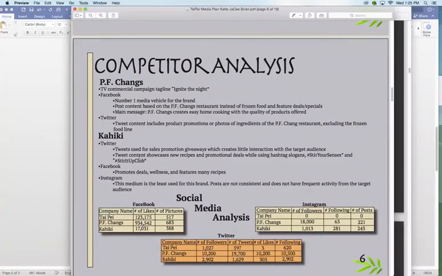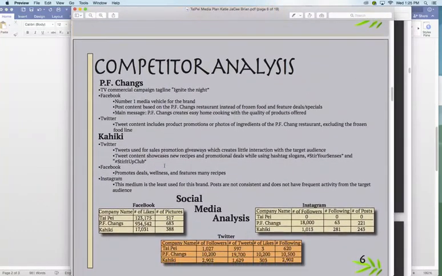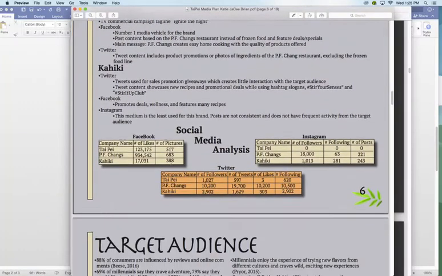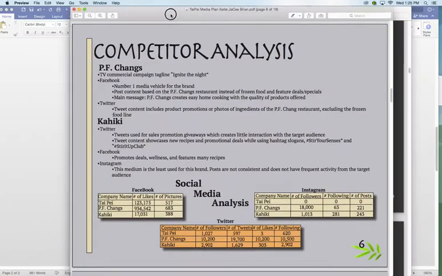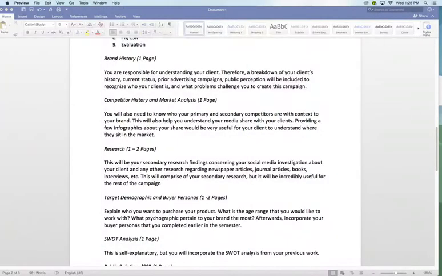My other group here, I've got others, but these are two of the better ones that I wanted to show y'all. But they basically broke down social media analysis, that kind of thing. So again, pretty easy to go through. And you've already done some of this so far.